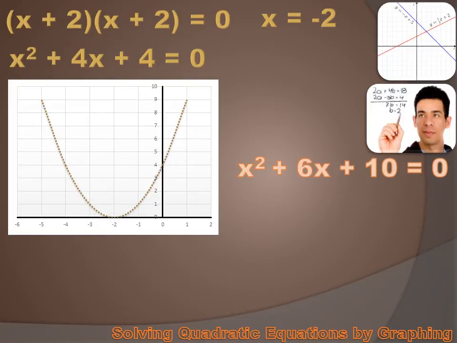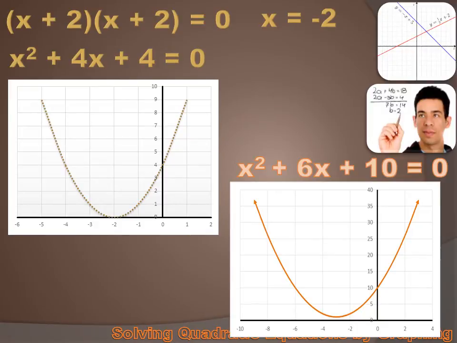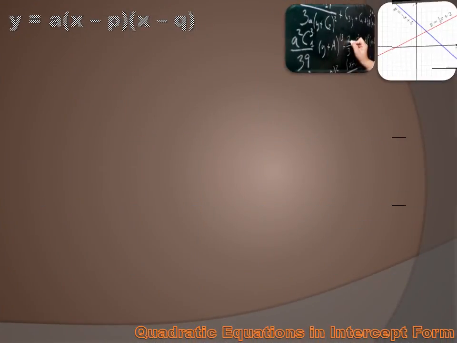And sometimes there are no solutions. For instance, if we were to graph x squared plus 6x plus 10, it'd look just like that. And you'll see that the graph doesn't touch the x-axis. There are no solutions to x squared plus 6x plus 10 equals 0.